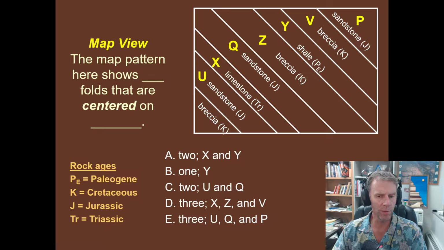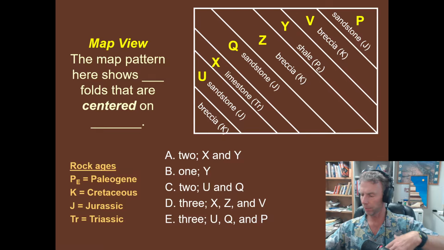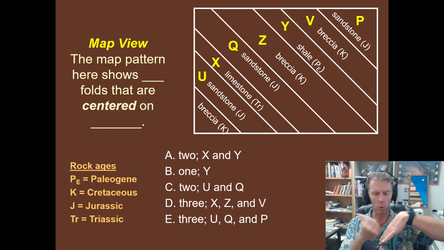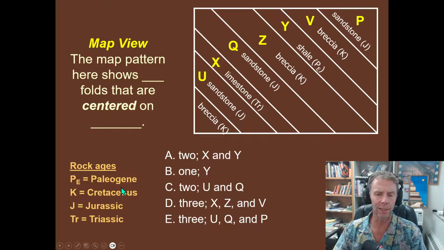How do we know there's going to be a fold at all? Why can't these just all be tilted on end? Well, if they were just tilted like a bunch of dominoes, they would get older or younger in any direction. You would just go one layer, one layer, one layer, right? But when we look for repetition, that tells us there's been folding.